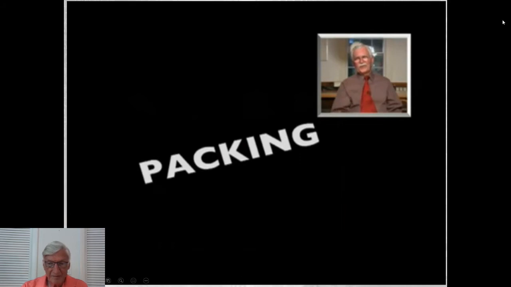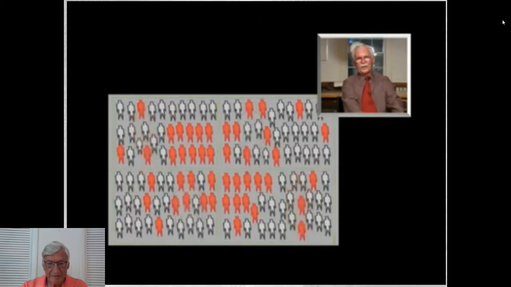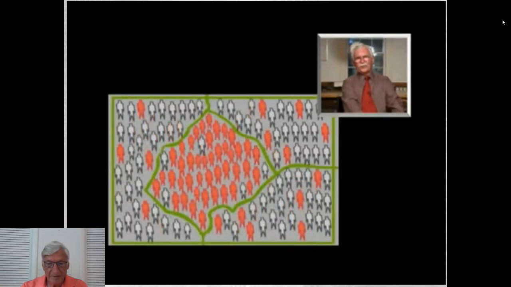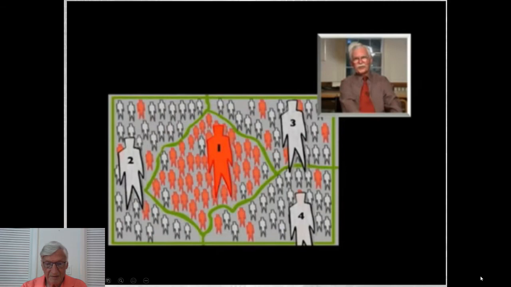And we were talking about a case recently in South Dakota where they did precisely that. They packed the district with 93 or 94% Indian population to make sure that they would limit the number of majority Indian districts.